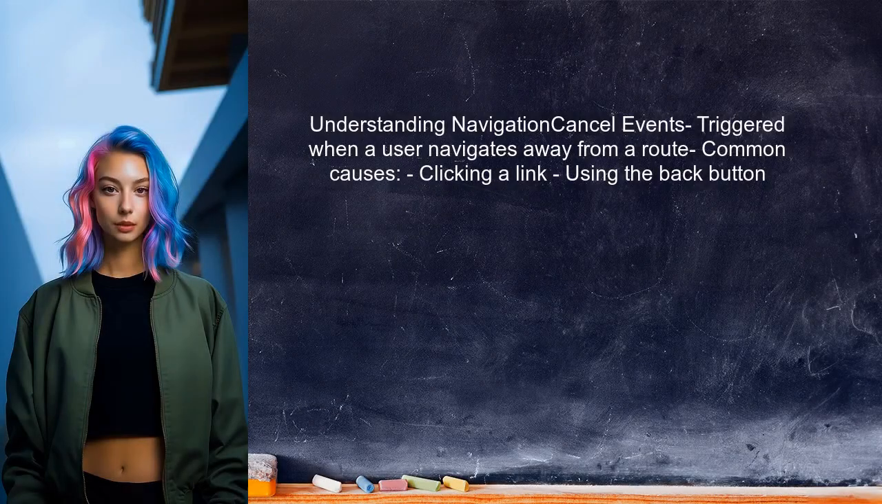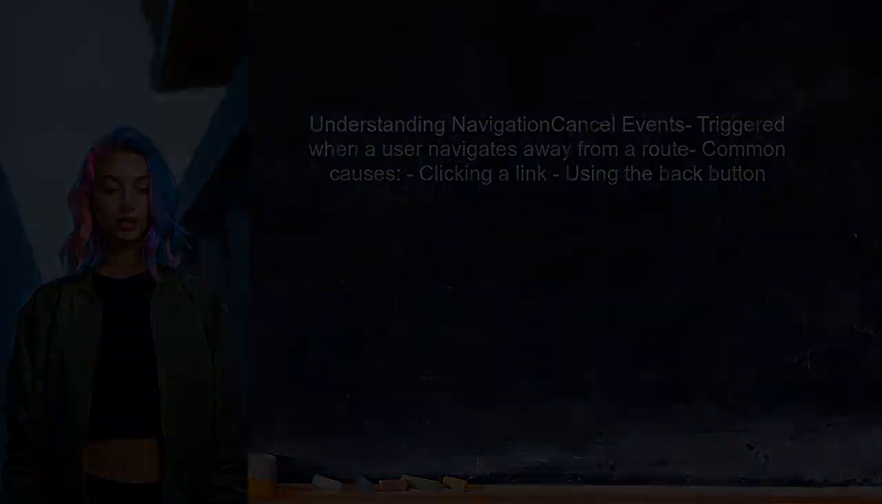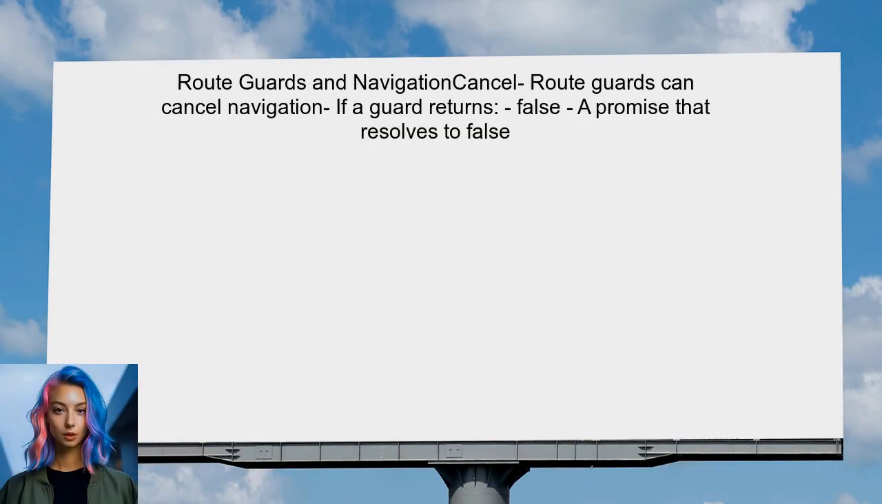To understand why a navigation cancel event might be triggered, the user should first consider the scenario where a user navigates away from a route. This can happen if the user clicks a link or uses the back button. Another reason for a navigation cancel event could be related to route guards. If a guard returns false or a promise that resolves to false, the navigation will be canceled.